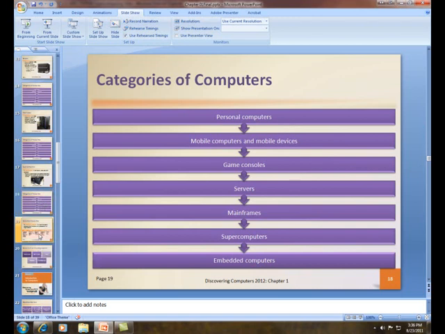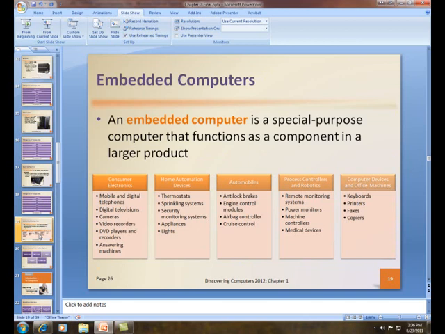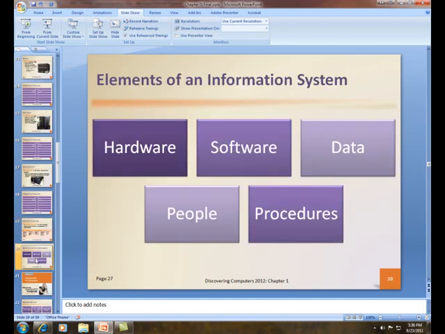All right, so that's the idea that there's a breadth of embedded systems out there. And we're almost done here. We've got one more slide. The last big idea from chapter one, and I think this is an important one, is this notion of elements of an information system. Part of the trick here in chapter one is just getting a handle on the terminology, right?